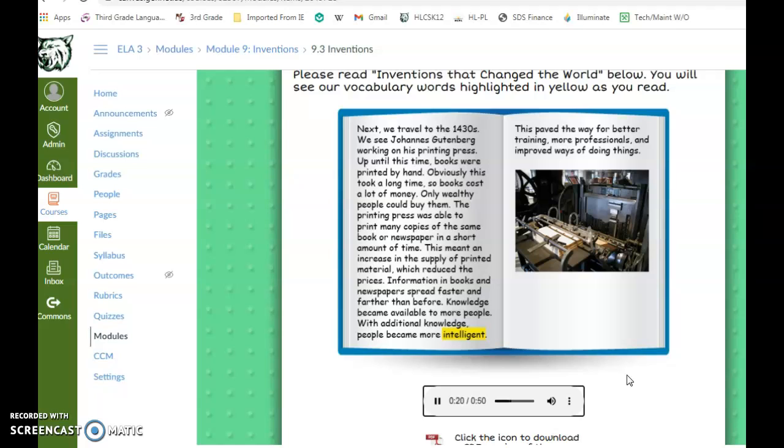The printing press was able to print many copies of the same book or newspaper in a short amount of time. This meant an increase in the supply of printed material, which reduced the prices. Information in books and newspapers spread faster and farther than before. Knowledge became available to more people. With additional knowledge, people became more intelligent. This paved the way for better training, more professionals, and improved ways of doing things.